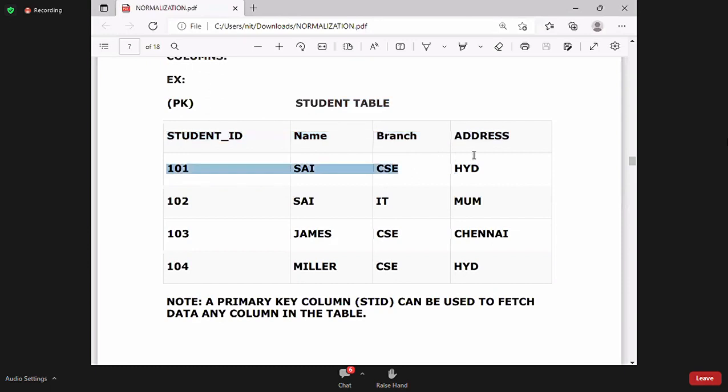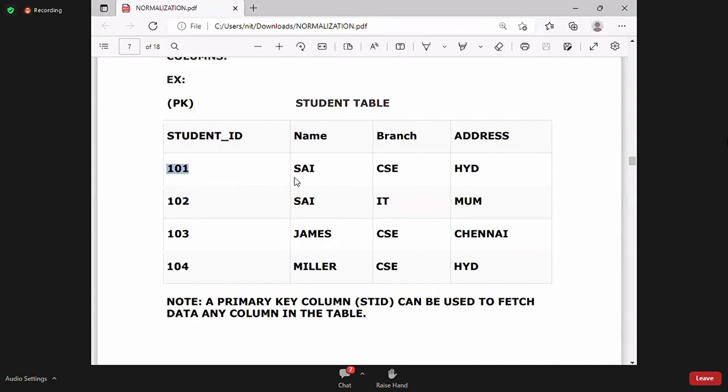101 Sai, the person I wanted to come. But will this Sai come? No. Why, sir? Because what is this Sai's student ID? 102. But I'm asking for what? 101. So that means what happened?